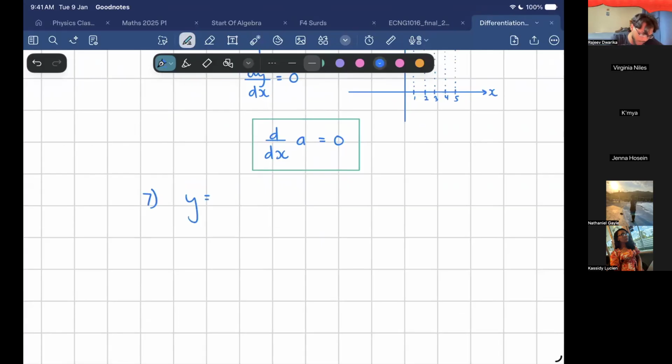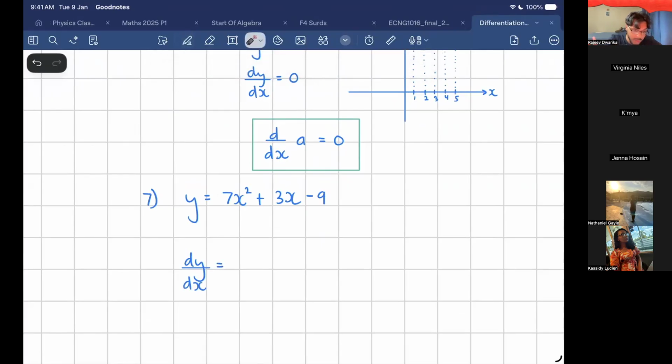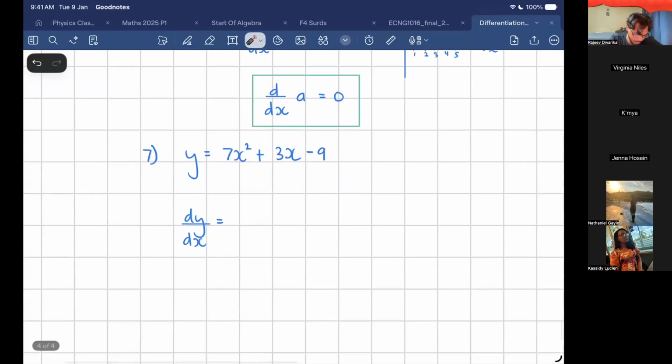Let's just say we had y is equal to 7x squared plus 3x minus 9. We're going to differentiate y with respect to x. And when we do this, we're finding the rate at which y changes with respect to x. Also, when I find dy/dx, I'm finding the gradient function of the tangent. Good, the tangent. Nice.